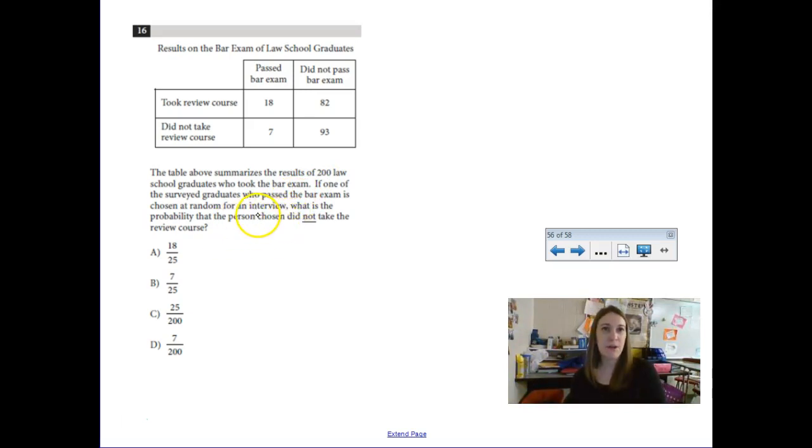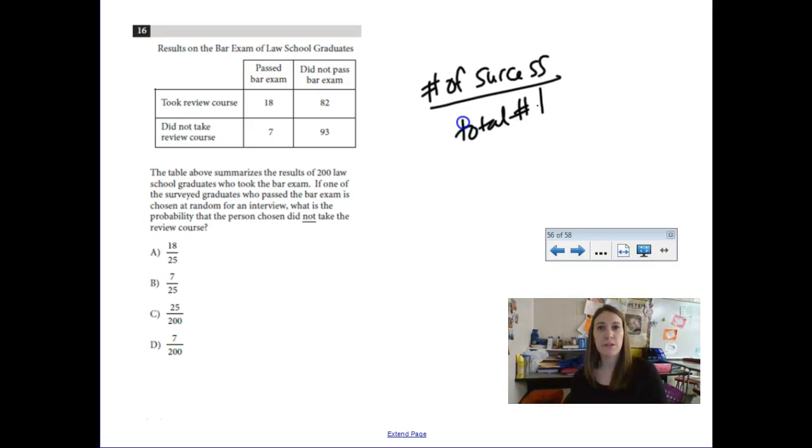And this is a set of data of people, the results of people who took the bar exam. So took the review course versus did not take the review course, passed versus did not pass. So this feels like a conditional probability question. Probability at its heart is the number of successes over the total number of trials. Now, when you get a conditional probability question, that changes a little bit because the total number of trials is not necessarily every single thing in the data set. It's specifically looking at one part of the data set.